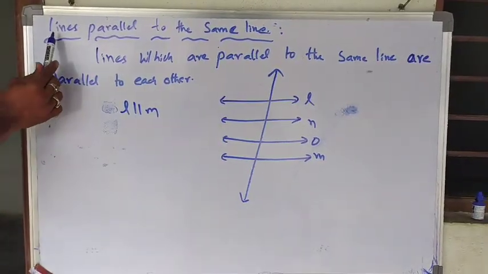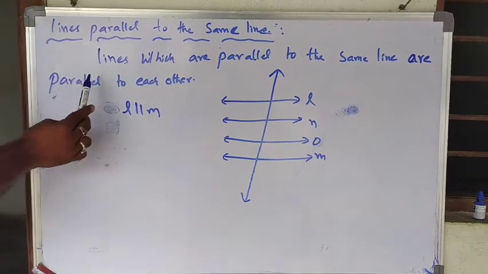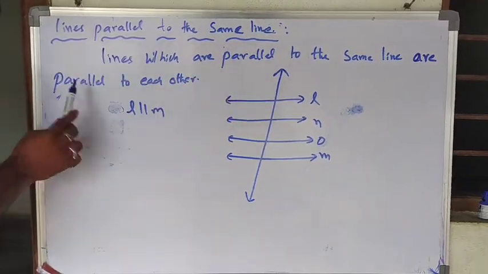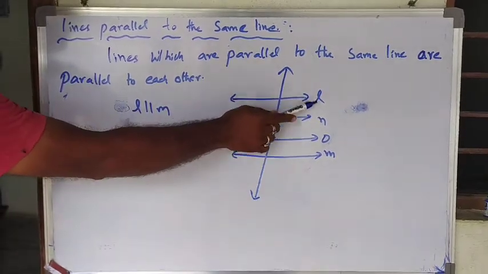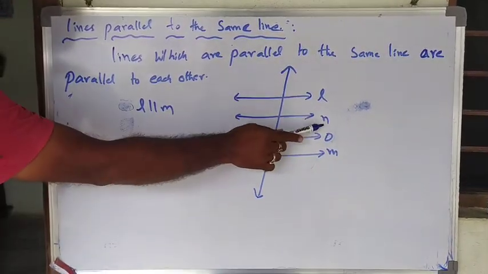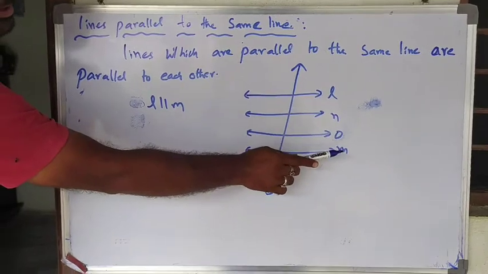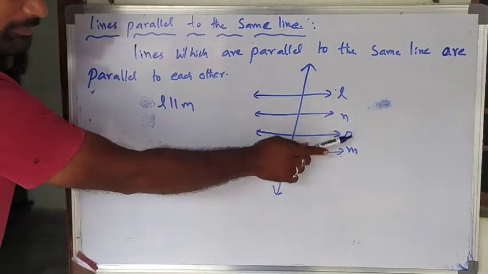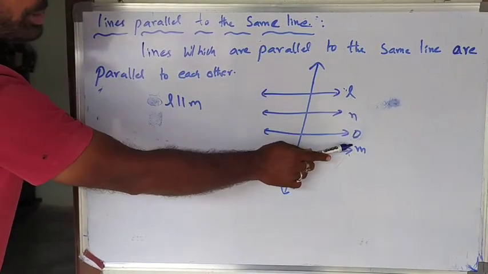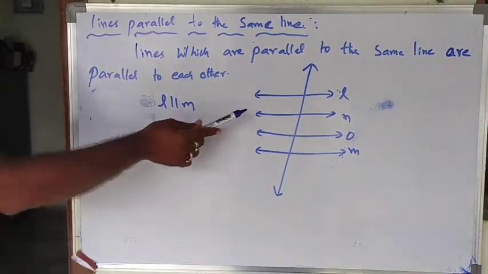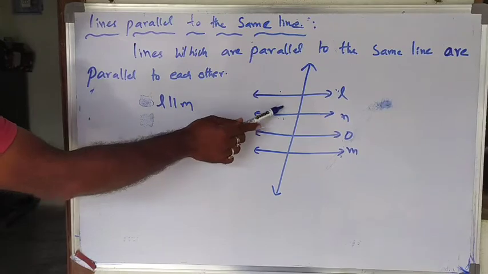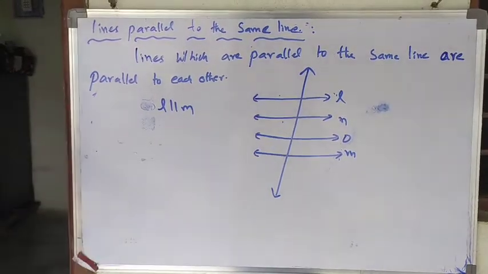Next topic, lines parallel to the same line. Lines which are parallel to the same line are parallel to each other. It means that if L is parallel to N and N is parallel to O is parallel to M, then L is parallel to M, L is parallel to O, N is parallel to O, and N is parallel to M. This is the theorem statement: if two lines are parallel to one another, then they are parallel to each other.